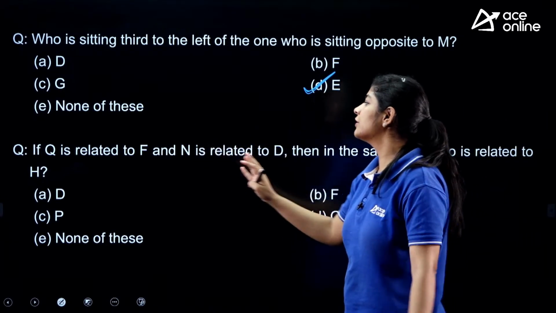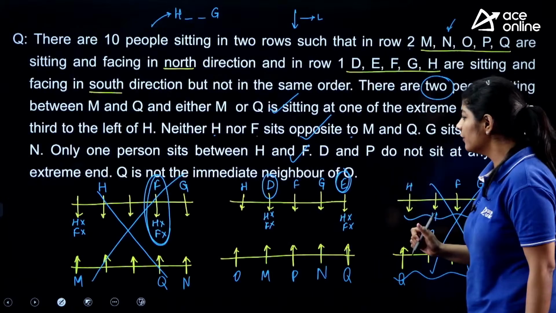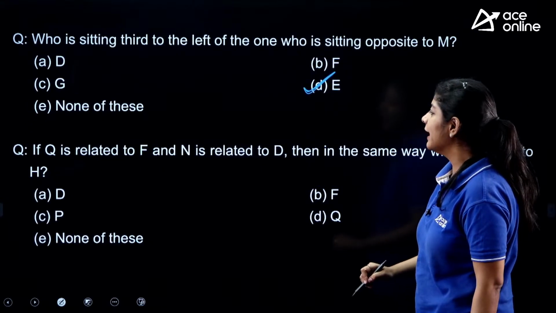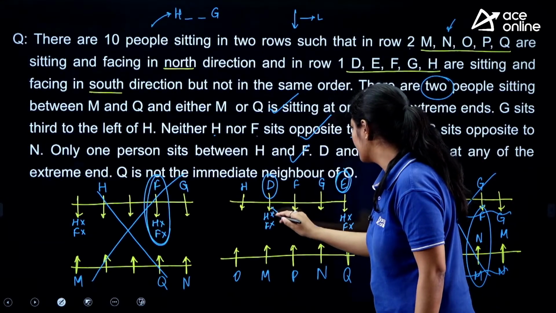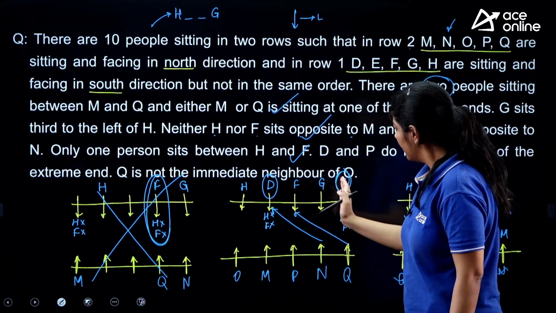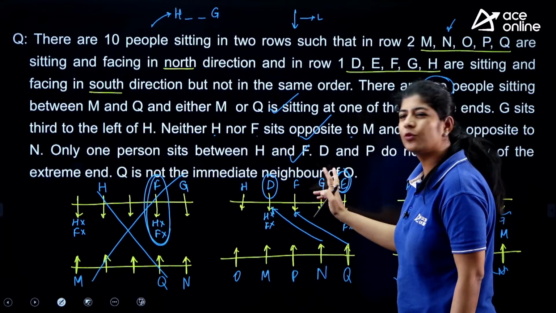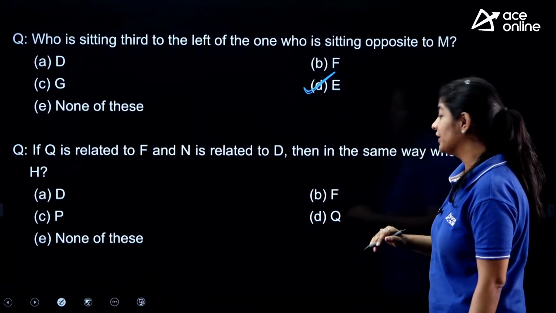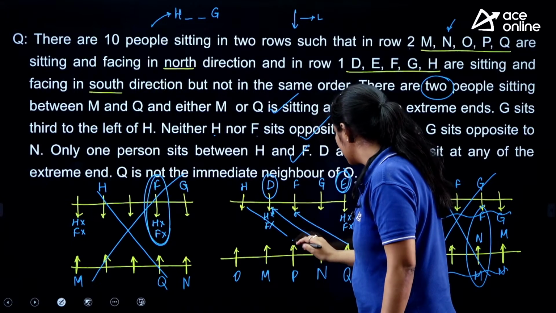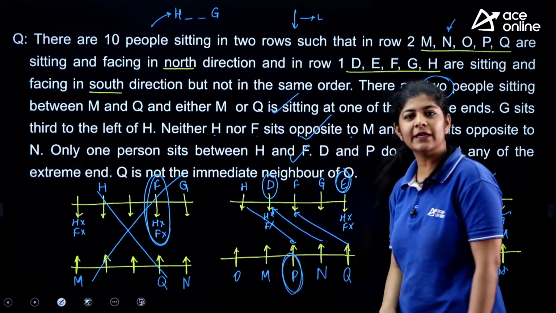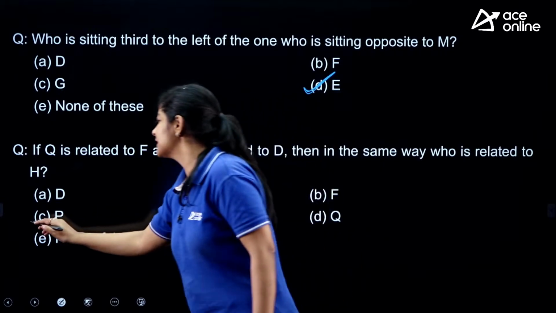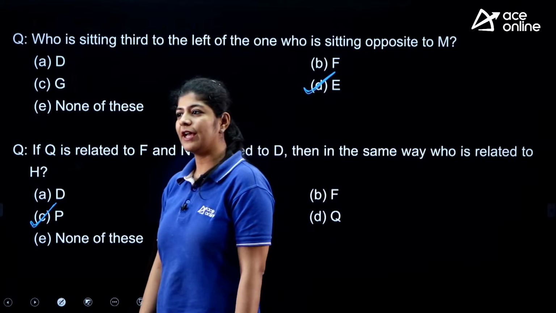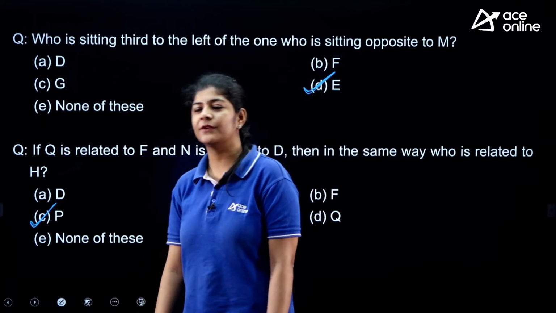Next. If Q is related to F and N is related to D, we need to cross two members, right? Then in the same way, who is related to H? This person, and this person is nothing but P. That means your option C is the correct one. Very good, Radhe, very good, Smile, very good, Ragla, right?